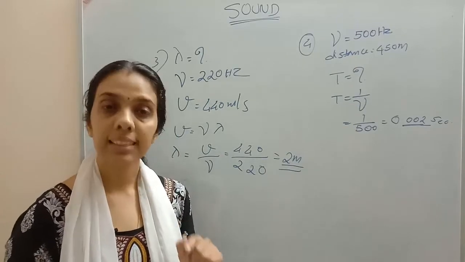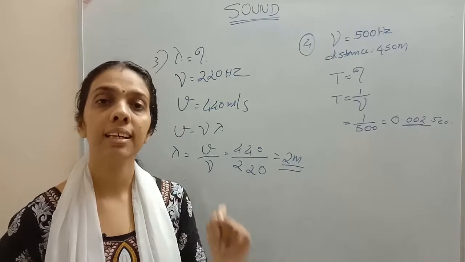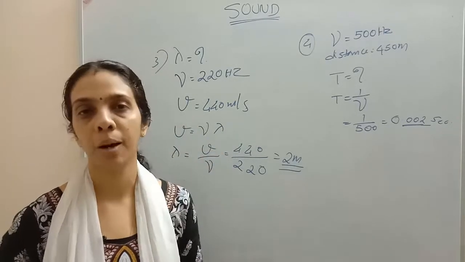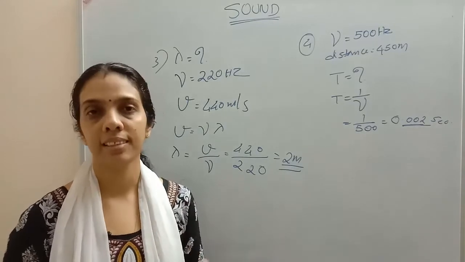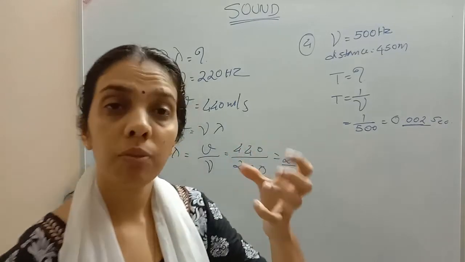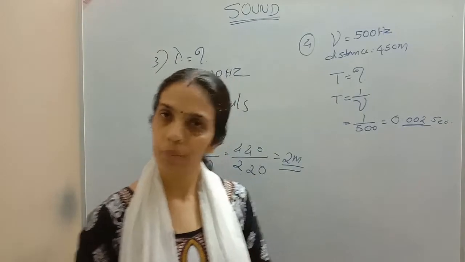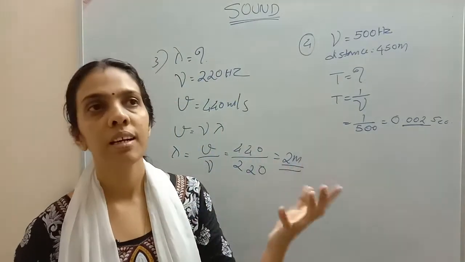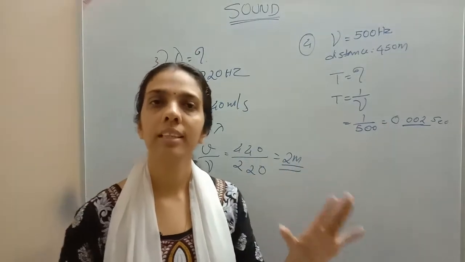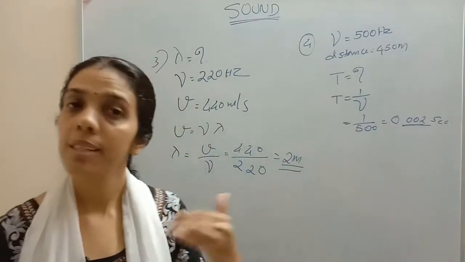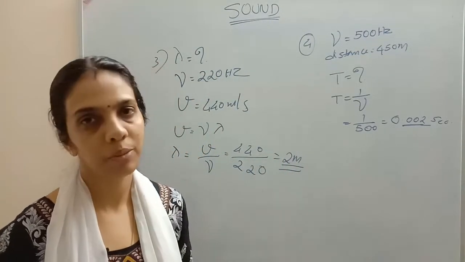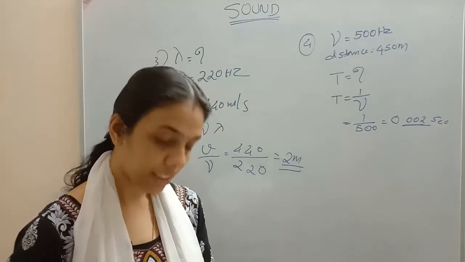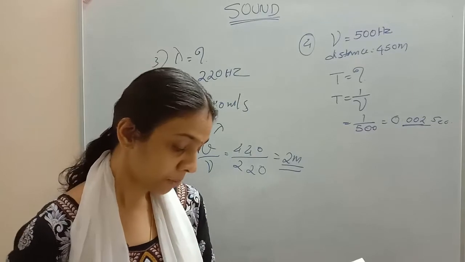Then next is intensity. Intensity is the number of waves passing through unit area. If the number of waves is more, intensity also will be more. It is not relative and is independent of any other thing. Person to person, it won't be changing. So that is called intensity.